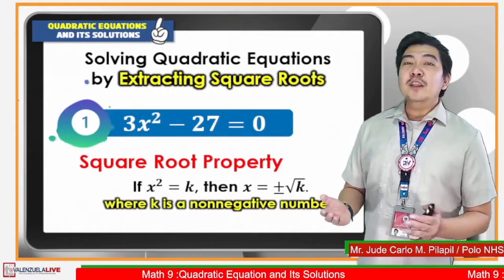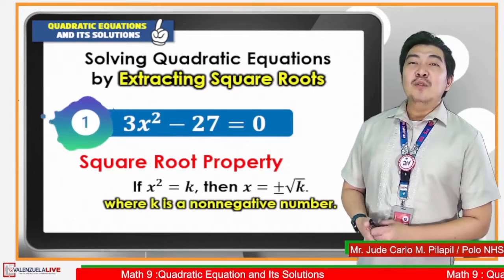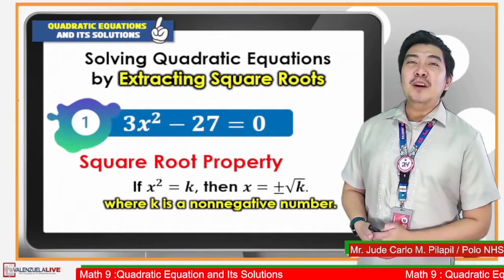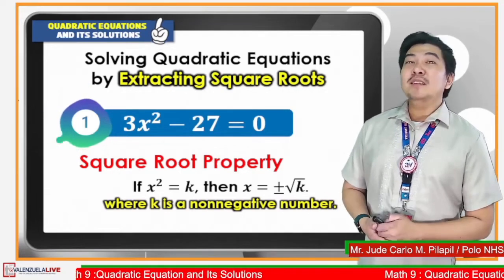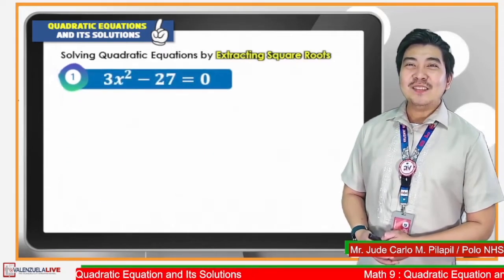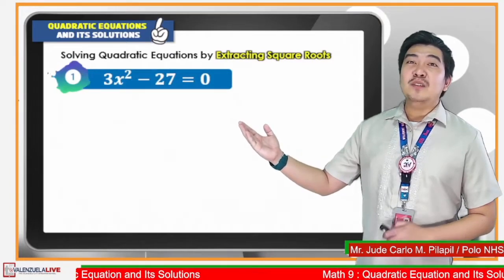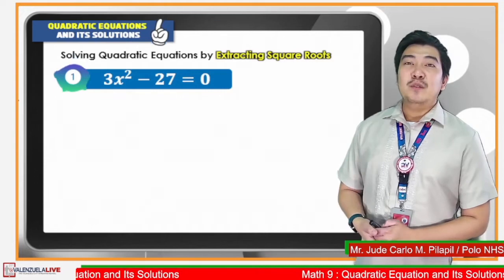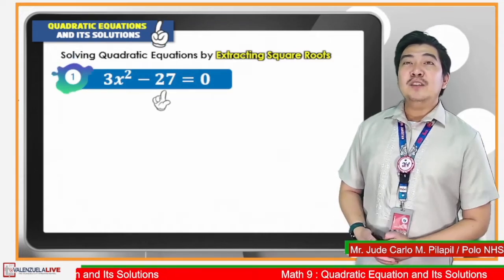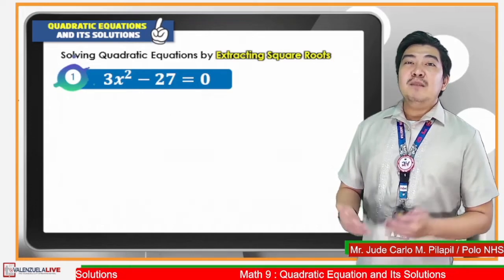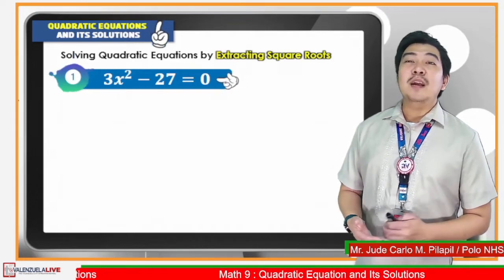So for you to understand better, let us solve the equation step by step. So be ready with your pen and paper and take note of the important steps and ideas. So to solve 3x squared minus 27 is equal to 0 using extracting square roots, first, we need to isolate the constant. So the constant is negative 27. It must be at the right side of our equation.